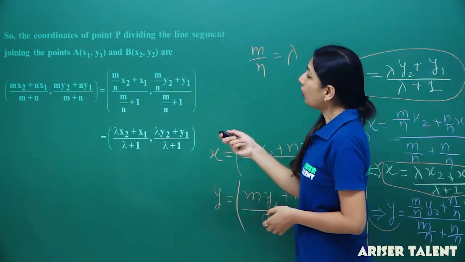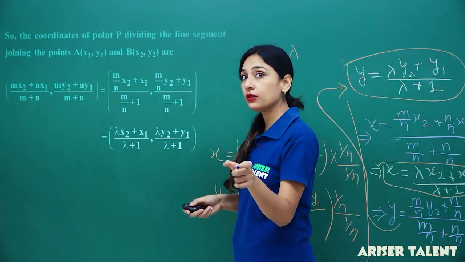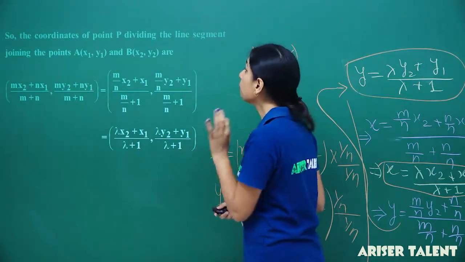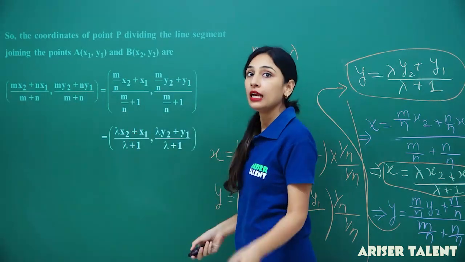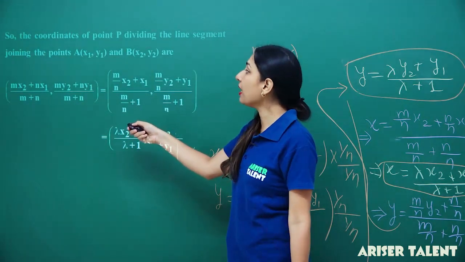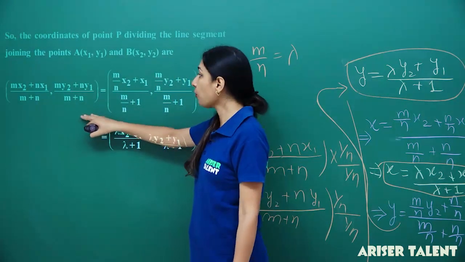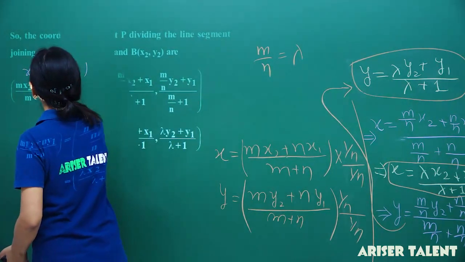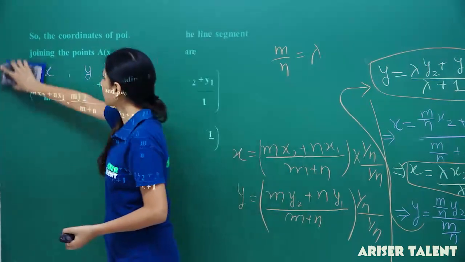So here, the coordinates of the point P dividing the line segment joining the points A, with coordinates x1 and y1, and B, with coordinates x2 and y2, are (mx2 plus nx1) upon (m plus n), this is the basic section formula, and (my2 plus ny1) upon (m plus n). So this is what x is and this is y, right? We are talking about point P.